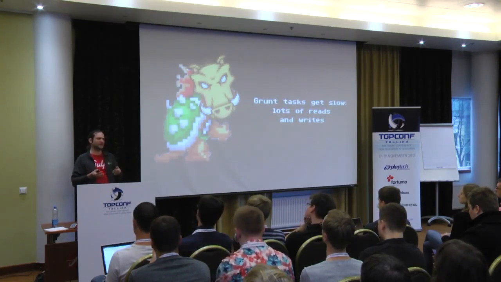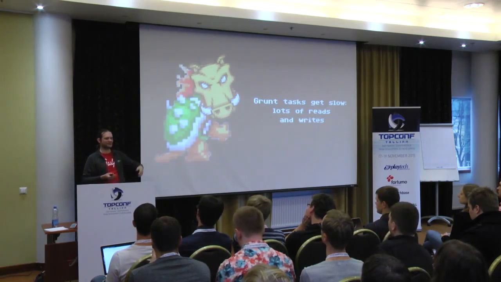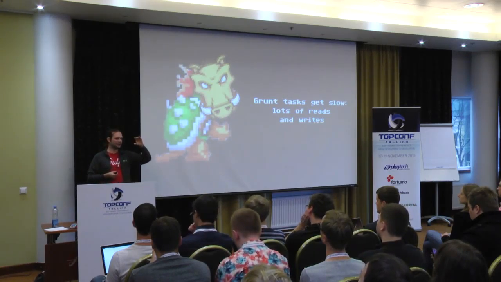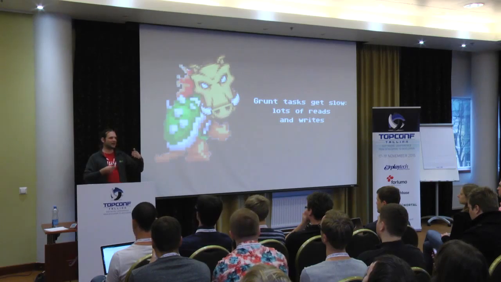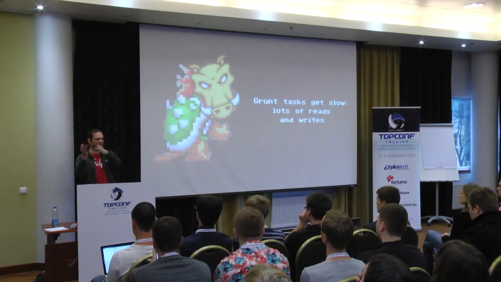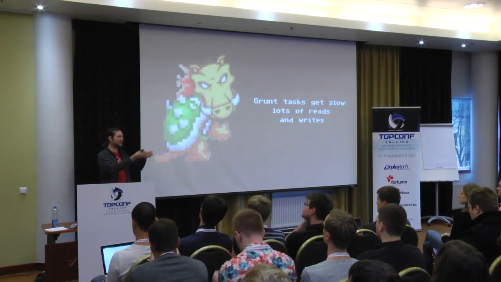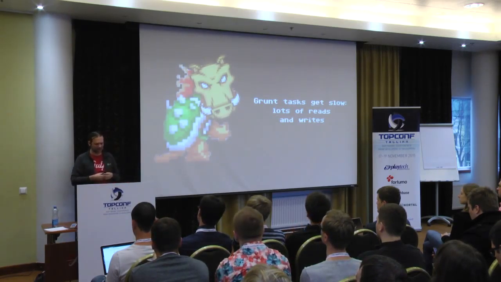That is mostly due to the fact that there are lots of reads and writes. So if you have a pipeline of many build steps, like reading stuff, doing something, writing it, and then you have to read this intermediate result again and do another task on it. Think of uglifying all your JavaScript files and then concatenating them. You would read your JavaScript files, uglify them, save them, and then read those uglified files and concatenate them and save the result again. So lots of reads and writes on the hard disk, which can be really, really slow.